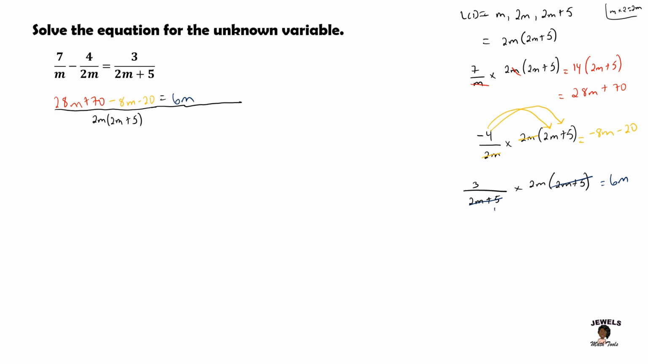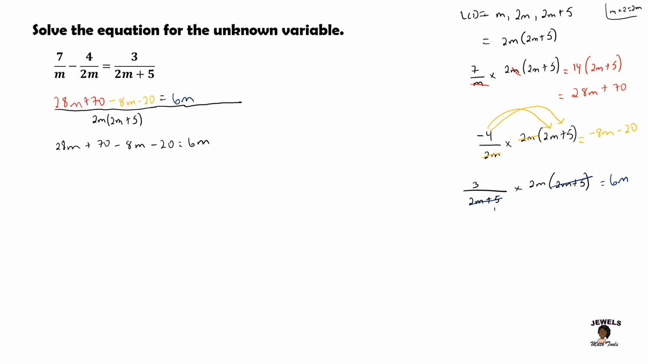Okay, so now that we have converted everything into its equivalent form, we are now going to remove our denominator to begin solving for our unknown variable m. And once I have moved everything down, I will begin collecting my like terms. So we have our 28m plus 70 minus 8m minus 20 equals 6m.